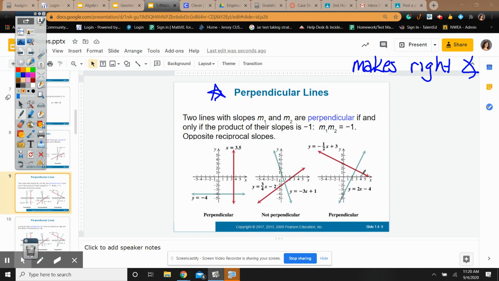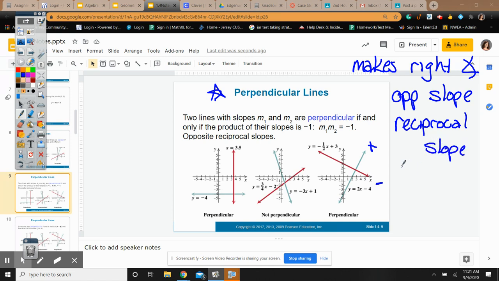Okay, this is not perpendicular, but this one is. And if you noticed, one has a positive slope, one's going to have a negative slope. So they're definitely going to have opposite slopes. But more importantly, this one is steeper. This one is flatter. They have what we call opposite reciprocal slopes. So this basically means you're going to change the sign and flip your fraction.